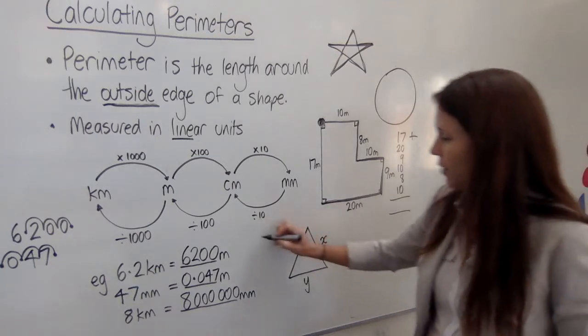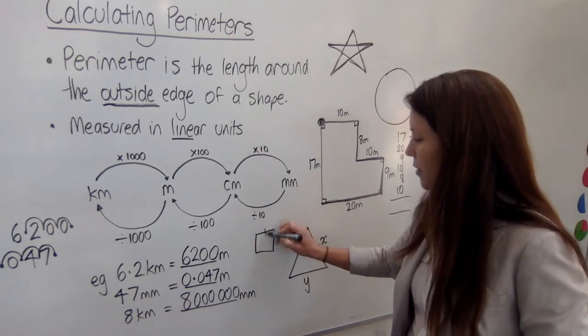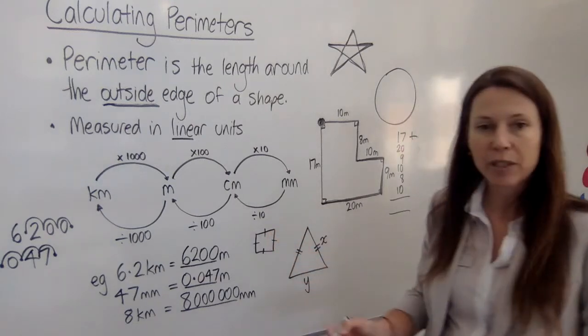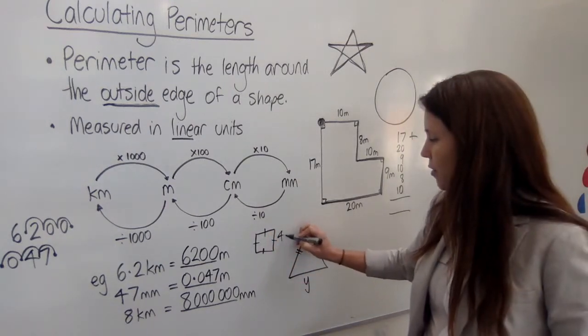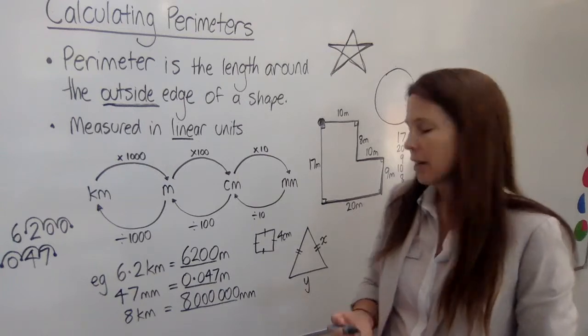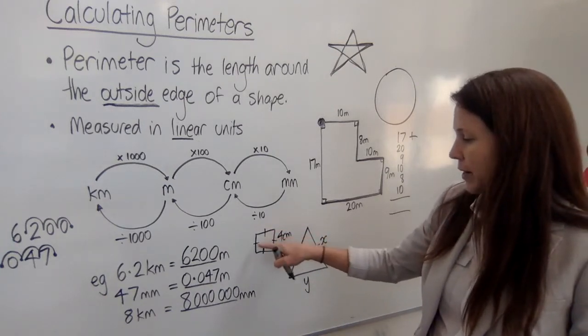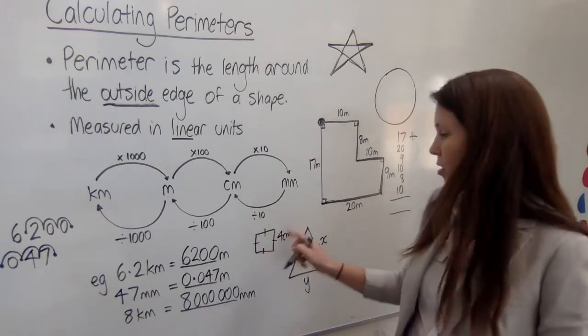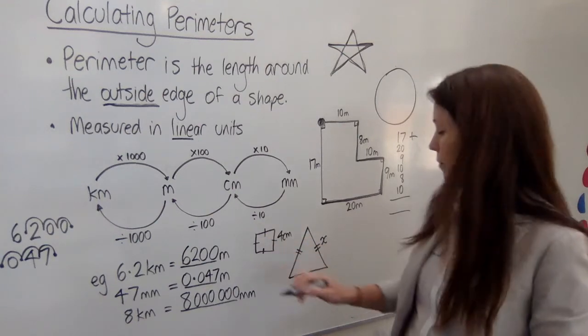Sometimes they'll just put 1 dash, so you might have a picture like this, a square, with dashes on all sides, and they might just say this is 4 centimetres, find the perimeter. So you need to say, well, if they've all got 1 dash, they must all be the same length, so I need 4 fours, which is 16.